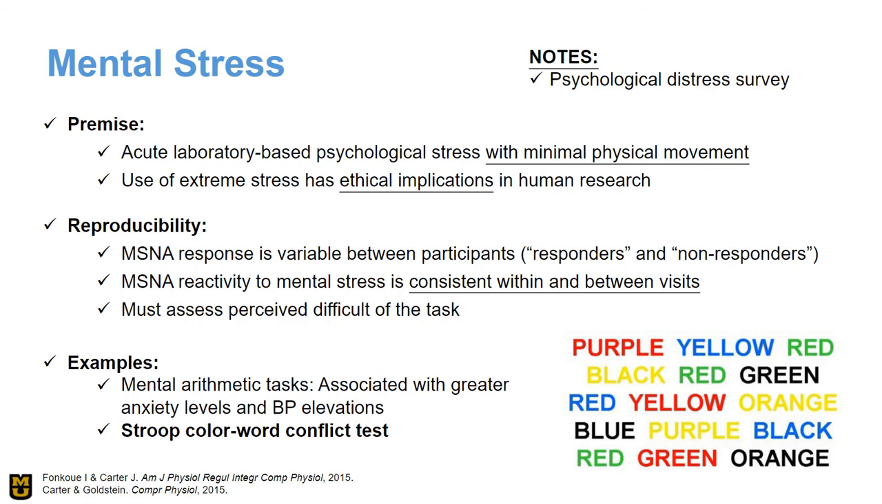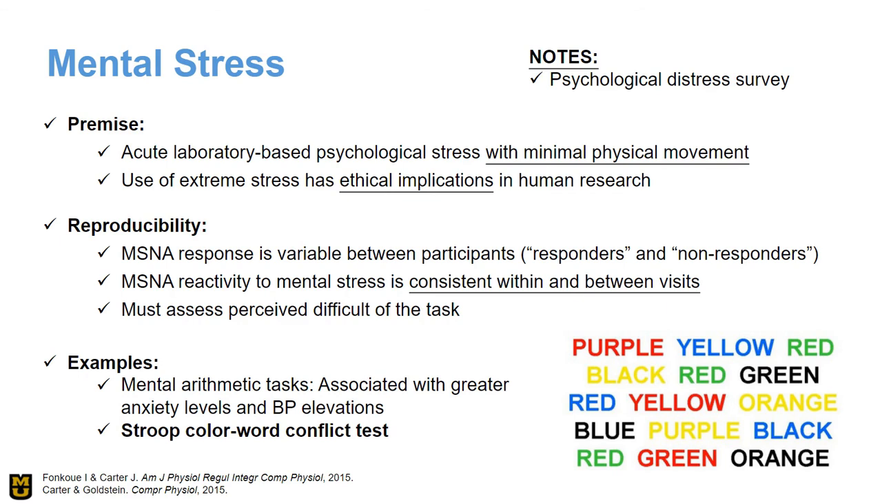You also want to consider when you're doing mental stress that extreme stress has ethical implications. So you want to think about the stresses that you're choosing to use and the population you're using them in. Again, I refer you to some work from Jason Carter and Ida Fukui on the reproducibility of this. However, something really interesting is that you will have MSNA responders and non-responders to mental stress. And I'm going to show you that in the next slide.